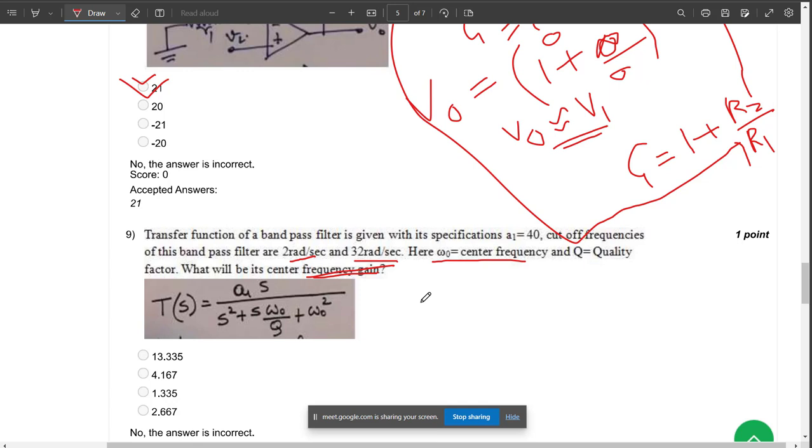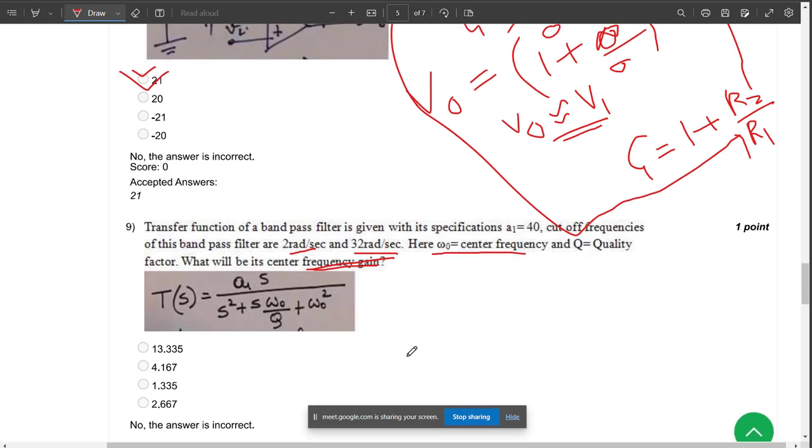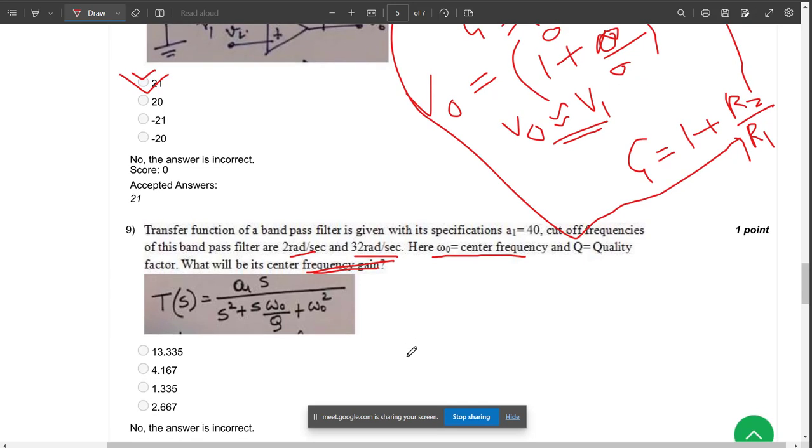Try to put it in the formula given to you in the classes, and you will be able to find the gain at center frequency. I'm giving you 4 minutes. Solve it. You can shout the formulas, don't shout the answers. After 4 minutes we will discuss it. Let everyone solve.